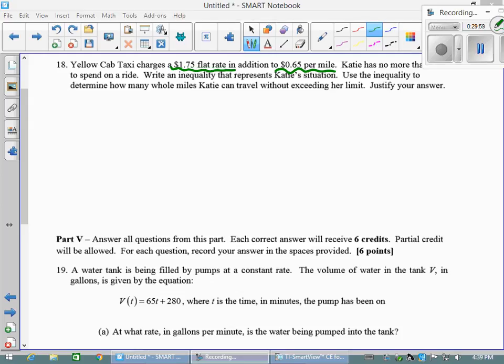So if we have a flat rate of $1.75, that's like our y-intercept, our initial case. So we're always going to be paying that $1.75. And then they're telling us it's 65 cents per mile. So every mile that we travel, we're going to get charged another 65 cents. So that's going to be 0.65. We add them together, and they said she has no more than $10 to spend. So we want no more than $10, so it needs to be less than, but we can equal $10. So that is our inequality that actually represents this situation.